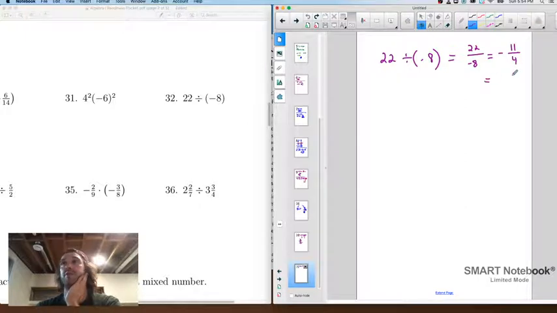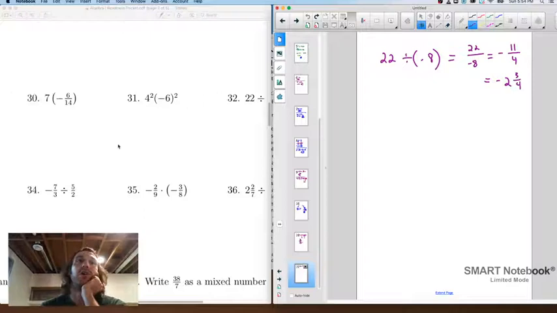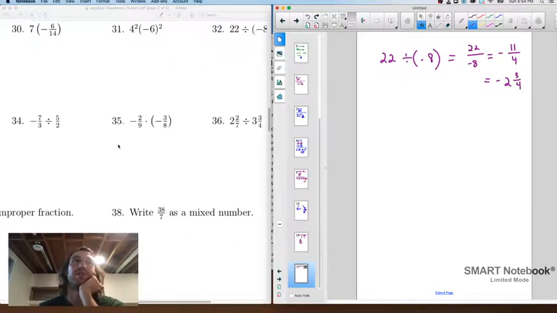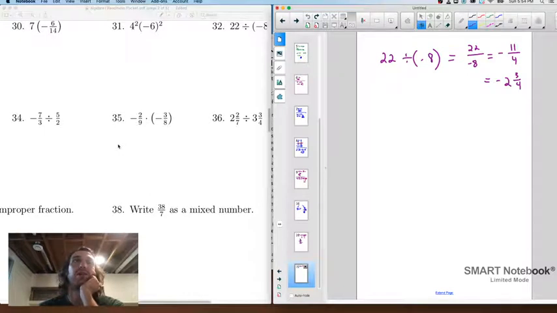If you wanted to write that as a mixed number, we can subtract 4 from 11 twice, and you'll end up with -2, and 11 minus 8 is 3 quarters, -2 3/4. All right, let's keep on trucking. Let's do 34, 35, 36, and call it good. Yeah, let's do 34 here.